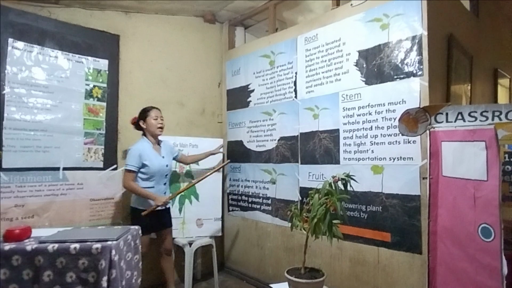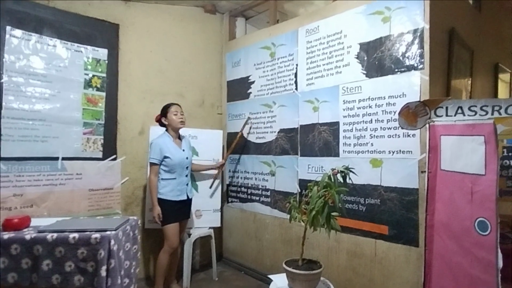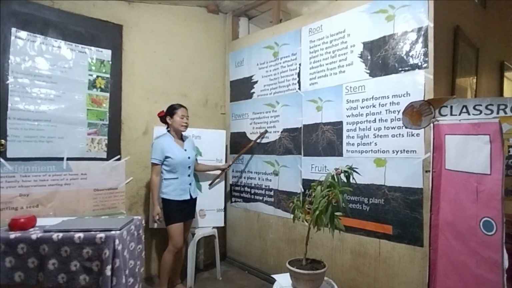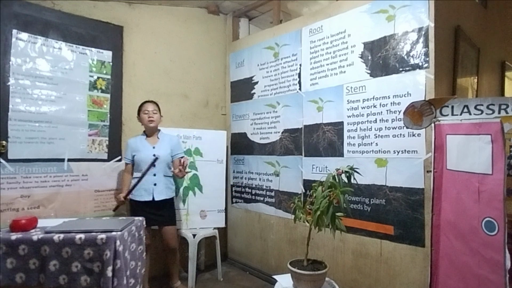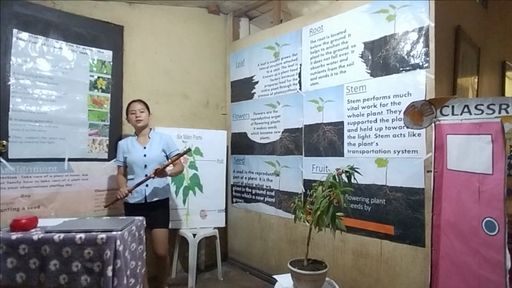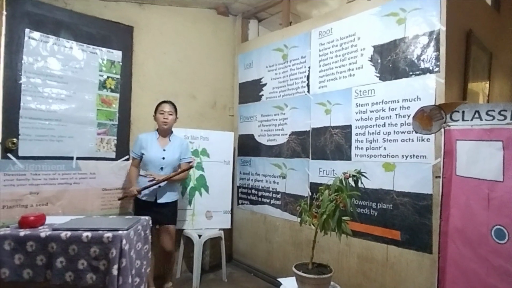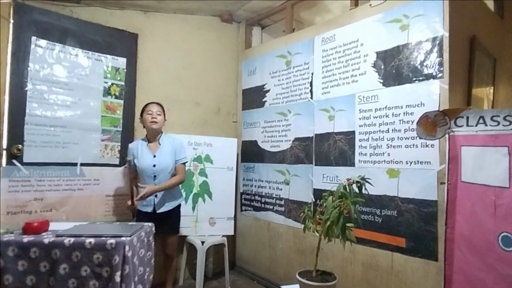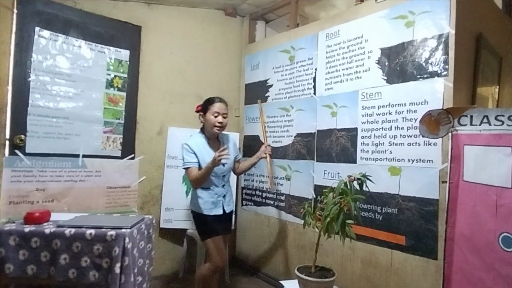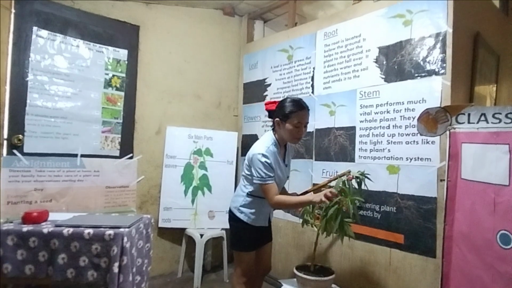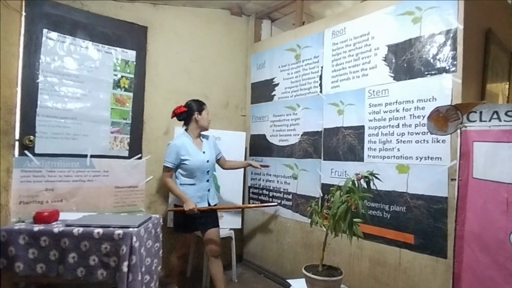Okay, so let's have the flowers. Flowers are the reproductive organs of flowering plants. They make seeds which become new plants. Flowers are colorful and attract insects and other animals to help with pollination, which transfers pollen from one flower to another. So a flower is here. These are the flowers you can see. Alright, that's all for the flowers.